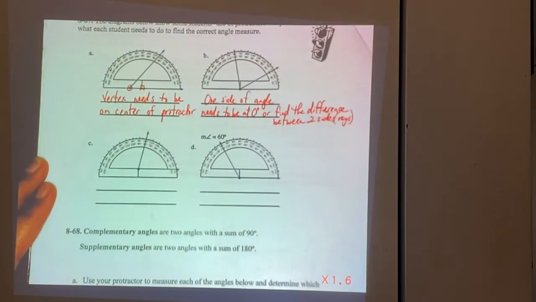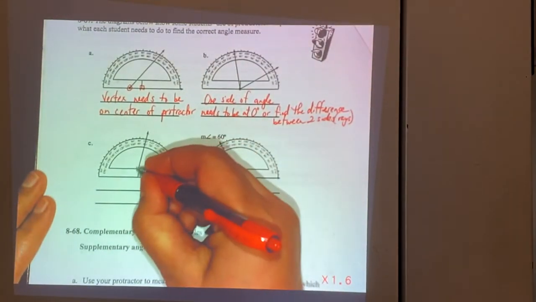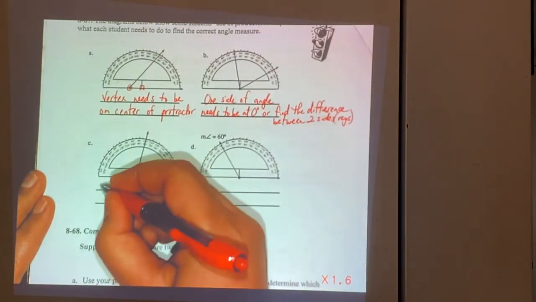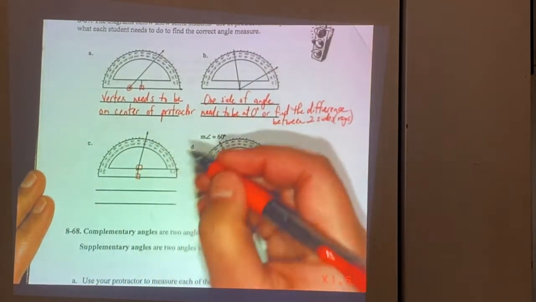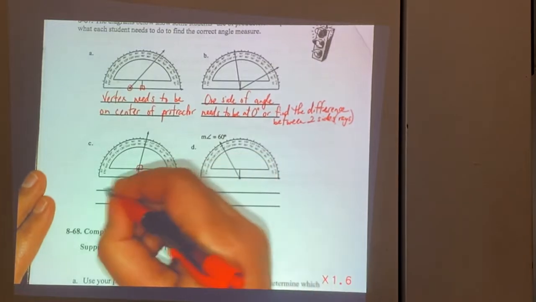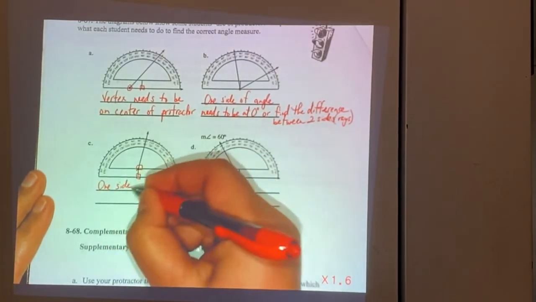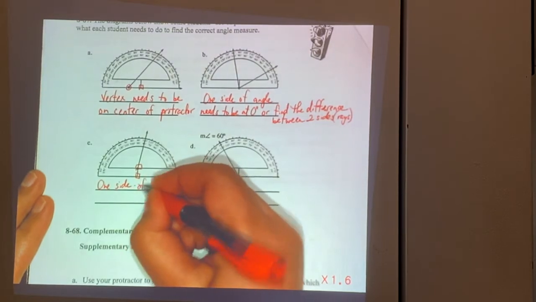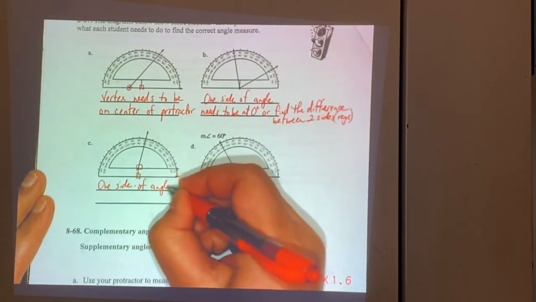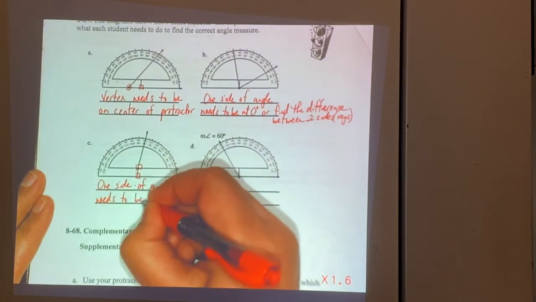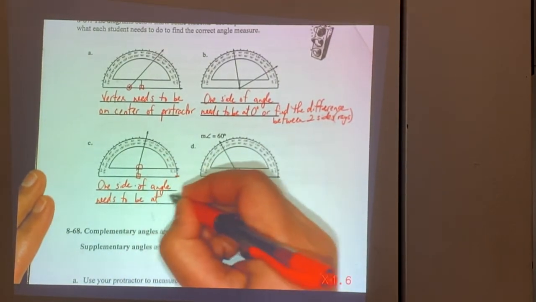Okay, this one I'll have here. Oh, see this? Here's the vertex. The center's down here. Or the zero's right here. Okay, so one side of the angle needs to be at 0 degrees.